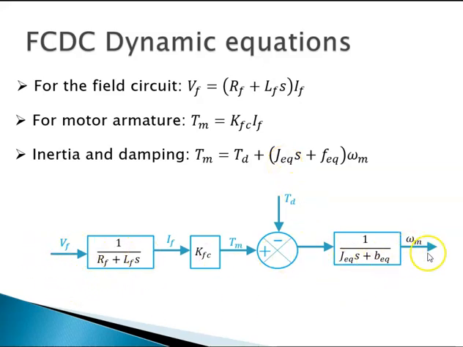This is straightforward. You see that there is no inherent feedback loop. That inherent loop comes in the armature controlled DC servo motor because of back EMF. The back EMF is nullified here, so you don't see any loop in the block diagram.